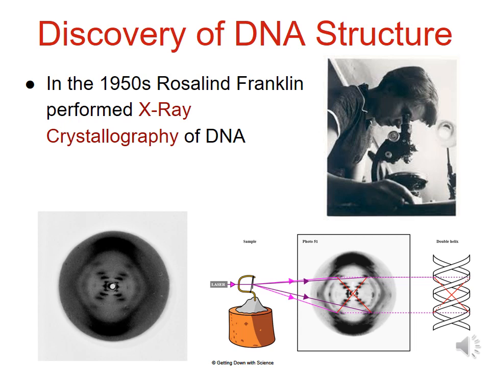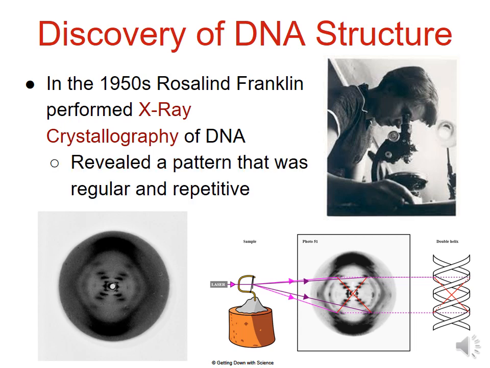Now, if you think about it, she is, of course, not the person that got the Nobel Prize and is given credit for this because her assistant actually took the work and provided it to Watson and Crick, who used her work in addition to the research that they had been doing to make this determination, and they were the ones who actually received the Nobel Prize. So what she found was this pattern that was very regular and repetitive, and it formed this X-like structure, which is what led to the understanding that it was a double helix.